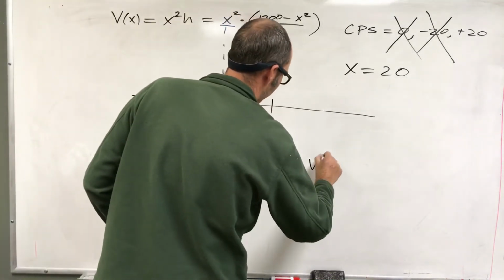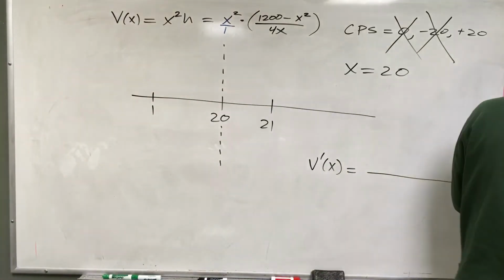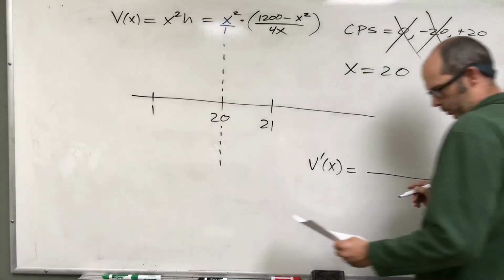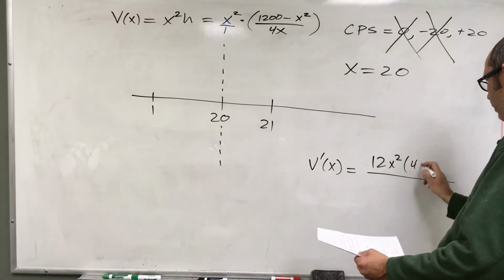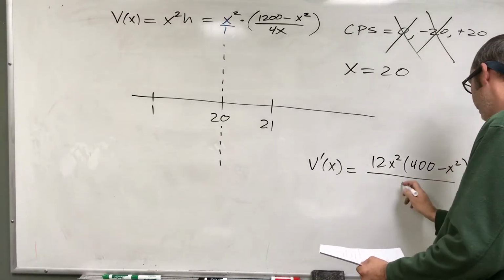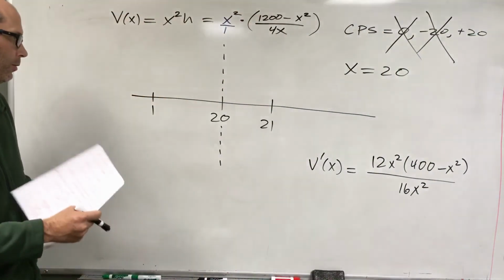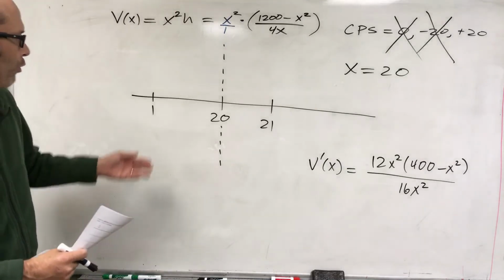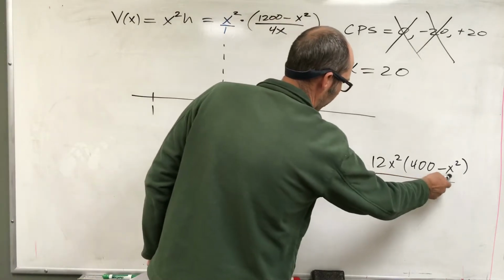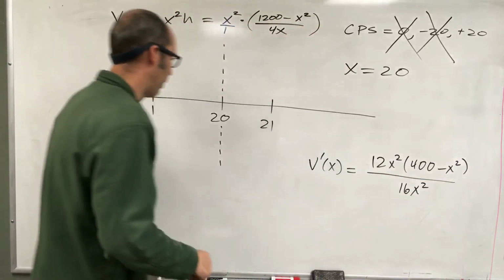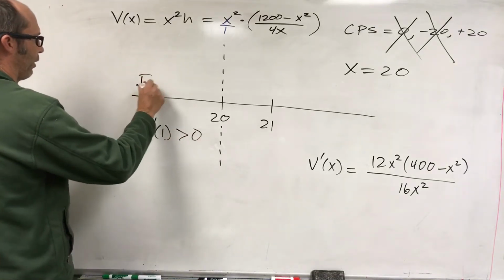Remember that v prime, we found this to be 12x squared times 400 minus x squared over 16x squared. So v prime of 1, if you put a 1 in there for each of the x's, you can see that this will be positive. 400 minus 1 will be a positive number. 16 times 1 is positive. The v prime of 1 is positive. We have increasing.